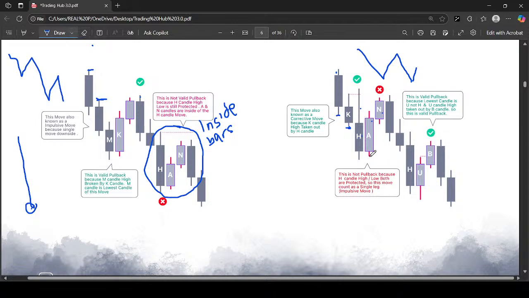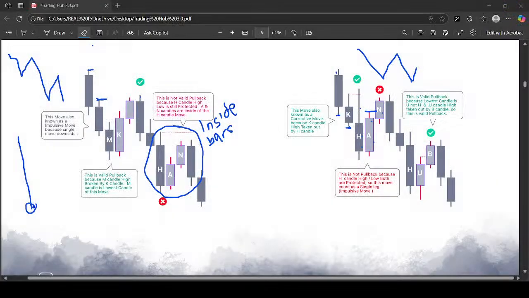We can have a proper pullback if A candle had taken out the low. It would have become what? The prominent candle. So this would have been a proper pullback because N candle has taken out the high of A candle, right? N candle taking out the high of A candle would have given us a proper pullback, because A candle became the prominent candle, having taken out the low of H. But here, all our three criteria, or all our three measures, were not met. So we don't have a proper pullback. We just have a fake movement there, a deceitful movement by price.